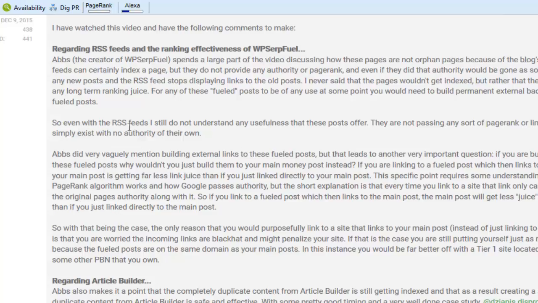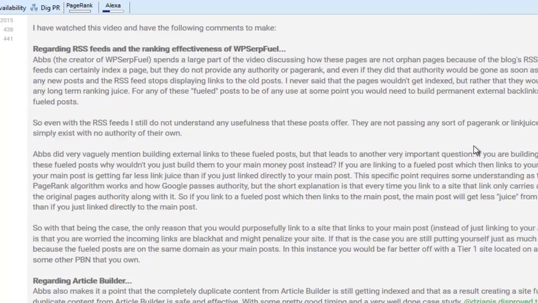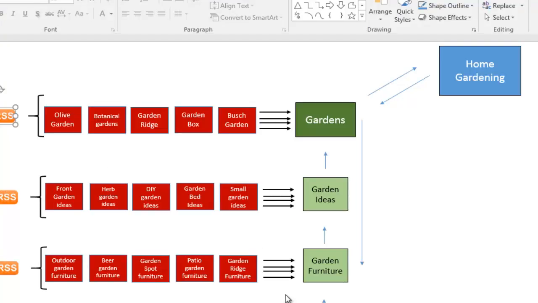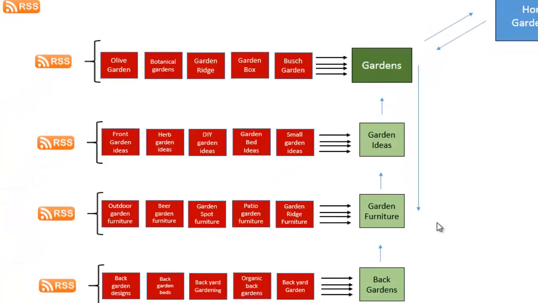Even with the RSS feeds, I still do not understand any usefulness that these posts offer. They are not passing any sort of PageRank or link juice. They simply exist with no authority of their own. Okay, Cardine, instead of me explaining it to you, let me ask you a question. If you've got this post here about garden ideas, and you've got all these other posts here as well, which are all revolving around garden ideas, now forget about link juice. What does this do? Come on, man. You must be able to explain this to me as well.